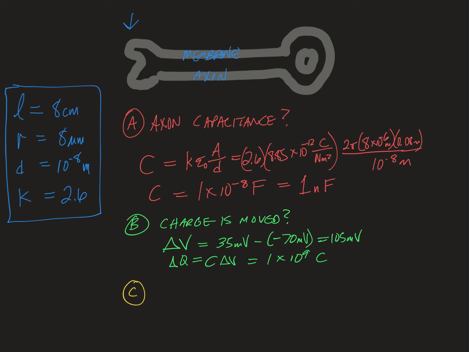All right. And then we could find the number of ions flowing through this action potential. And that's just going to be the change in charge over the fundamental charge constant, because each ion will have that charge. So think of your chemistry. And again, this will be 6.6 times 10 to the 9th ions. So we're talking about billions of ions in one cell. One cell. All right. So there you have it.